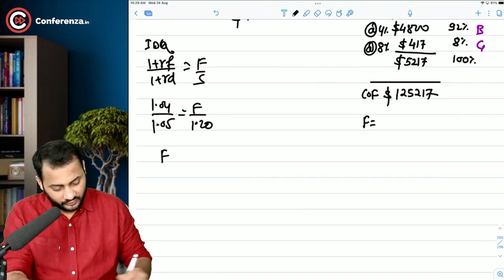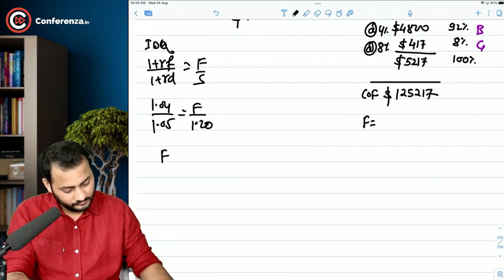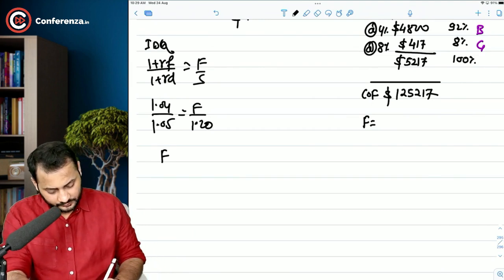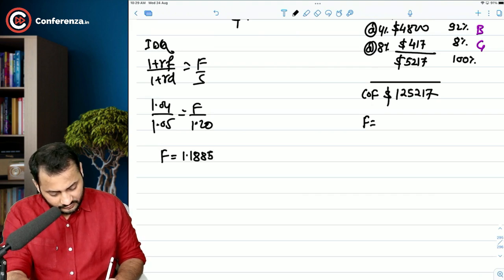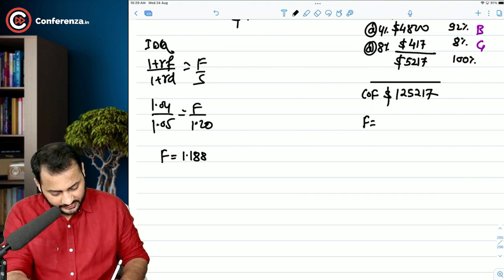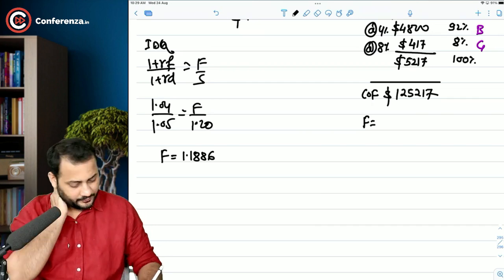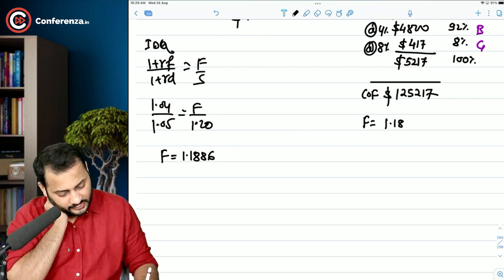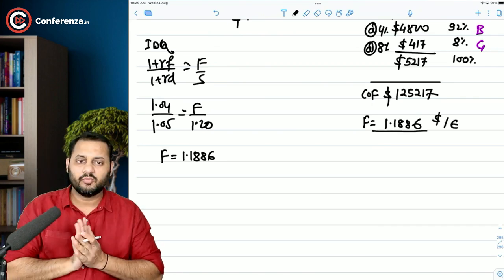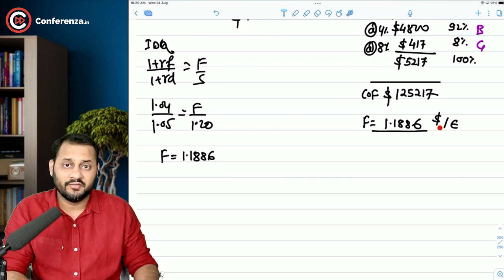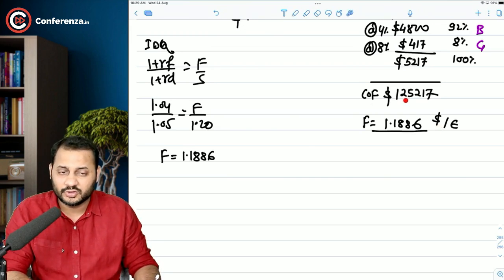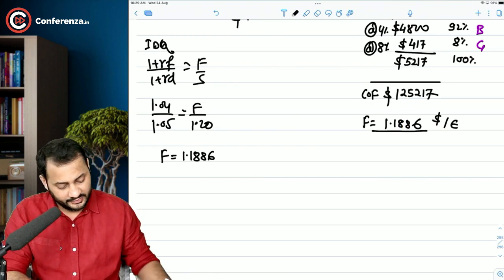Now if you calculate the forward rate, it will come to 1.18857, or we can say 1.1886. Right. So 1.1886. This is dollar per euro. Now what are you going to do? Divide or multiply? Divide, sir, because 125,217 is also dollar and 1.1886 is also dollar. Let's divide it.